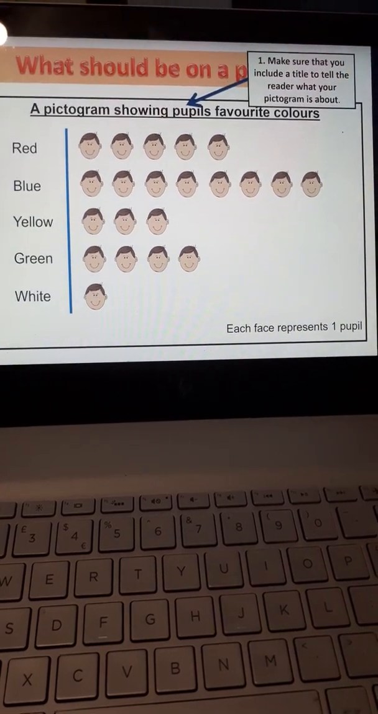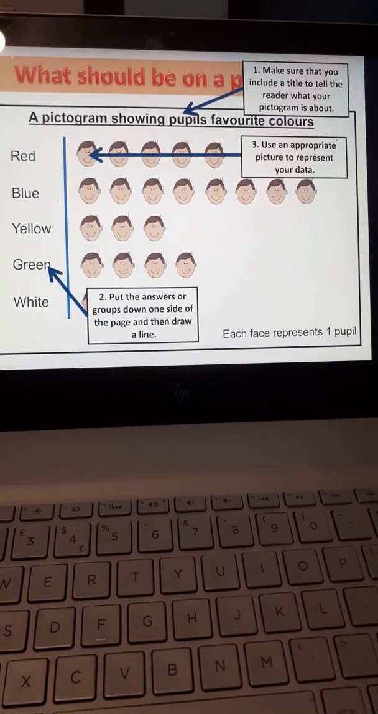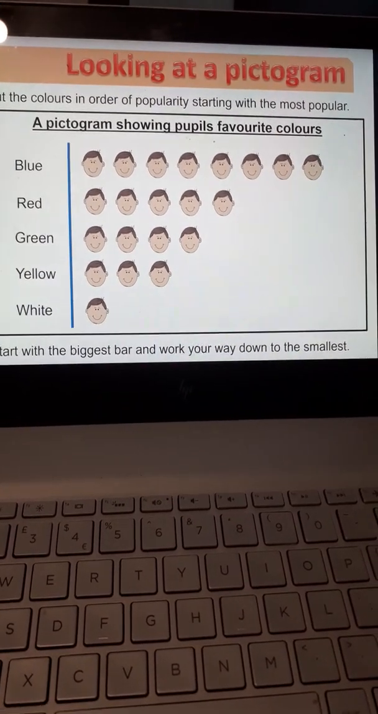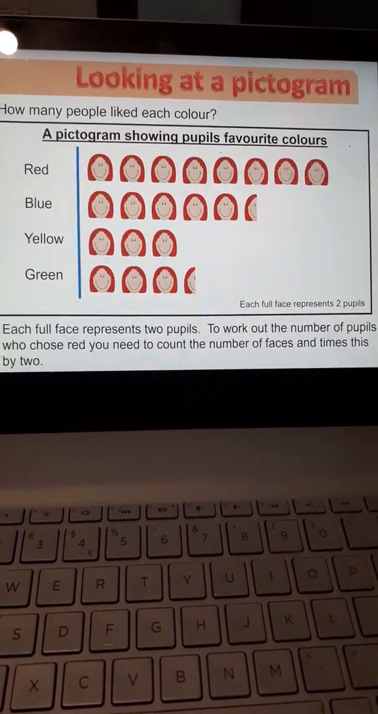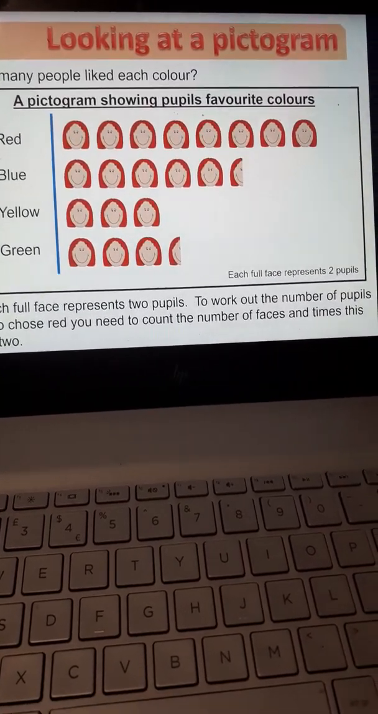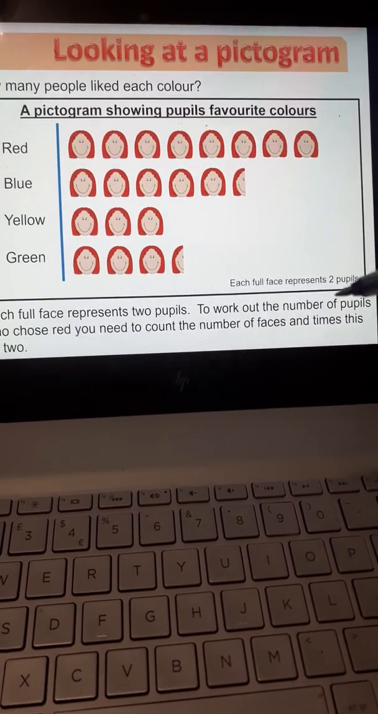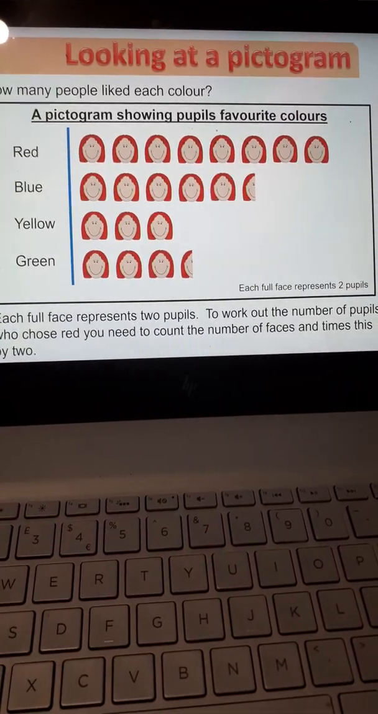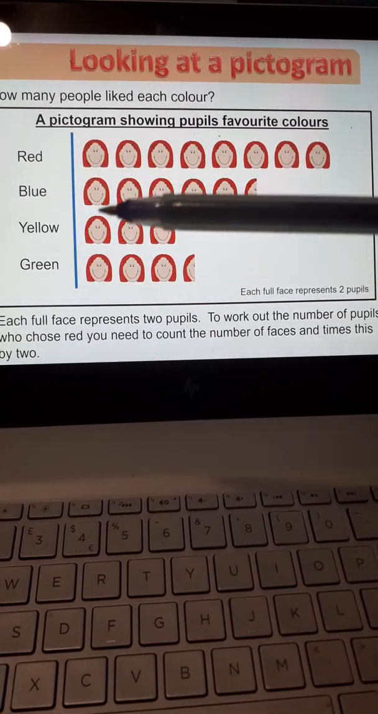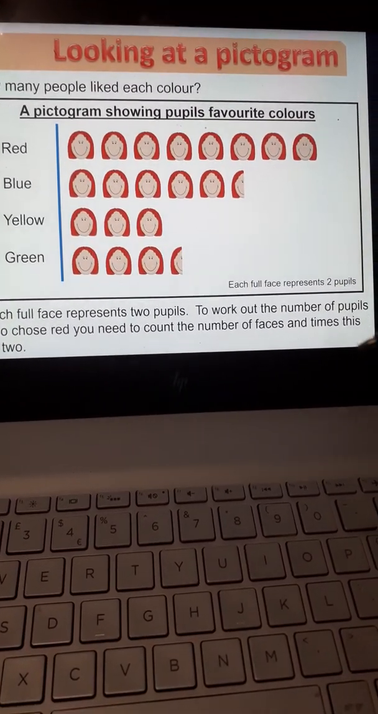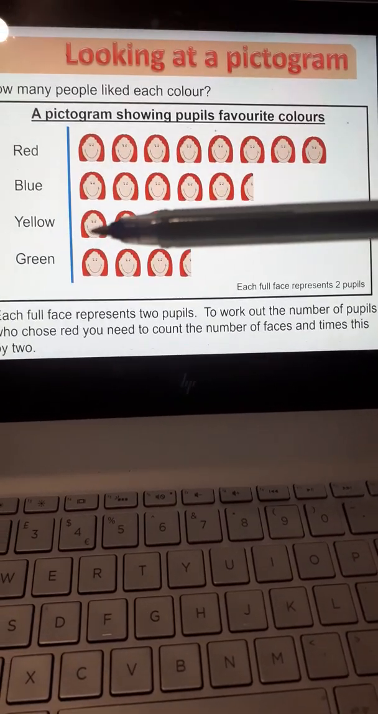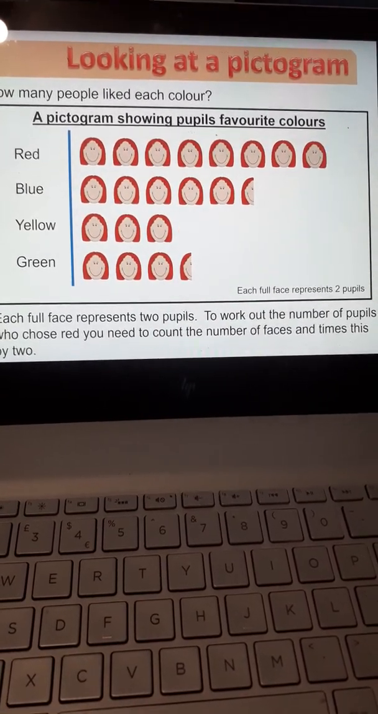Lovely stuff. Make sure you include a title. Title's very important. And let me know what you're doing there and the scale. Now, when it comes to interpreting, you need to be able to understand what is happening in this. This one here says a pictogram showing pupils' favourite colours. Each full face represents 2 pupils. So if the question were how many people liked yellow, you have to count up how many symbols there are. 1, 2, 3. And remember that each full face, or each picture or symbol, means 2 people. I will actually count in 2s. 2, 4, 6. 6 people liked yellow.